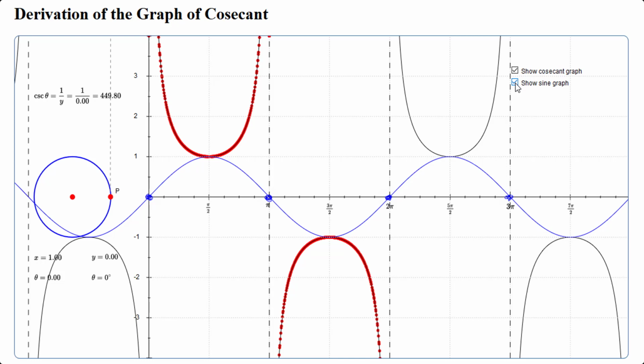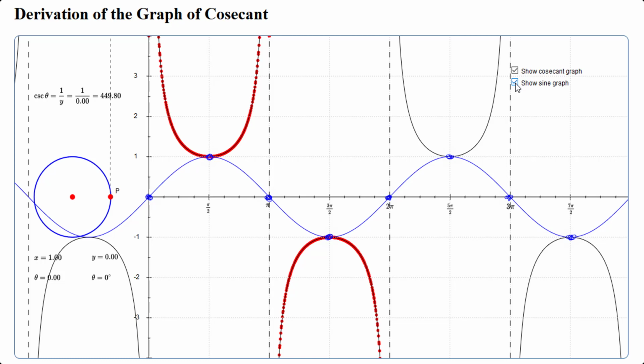And wherever sine has a local maximum, that's where cosecant has a local minimum. They kind of just touch each other. And similarly, where sine has a local minimum, the cosecant graph has a local maximum.